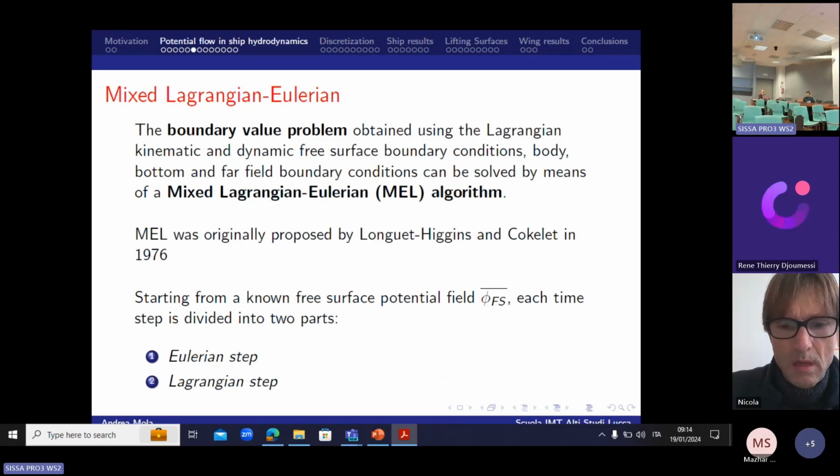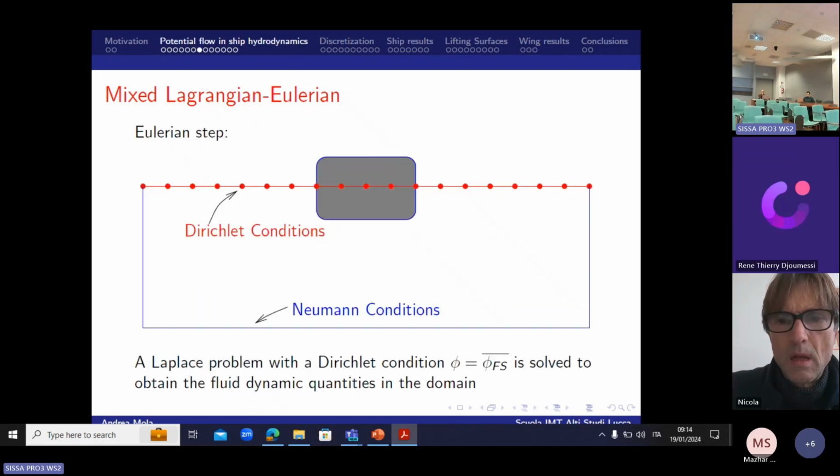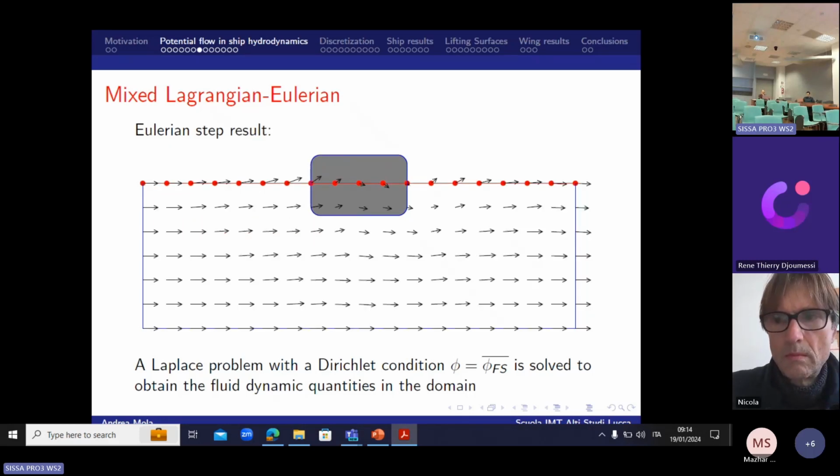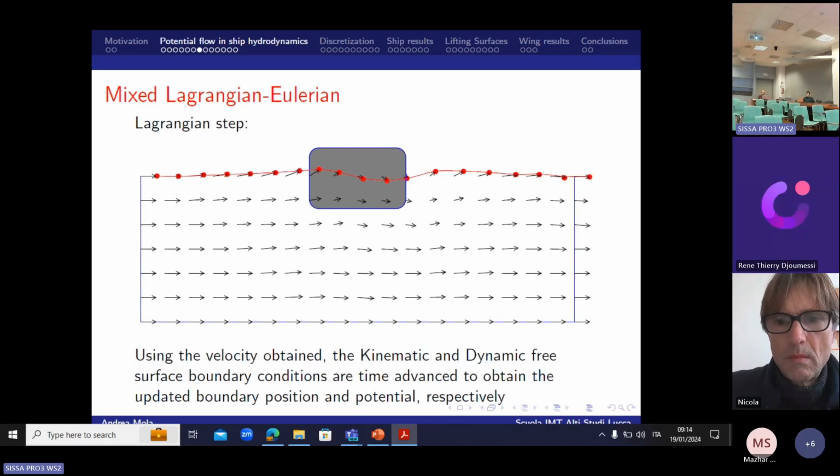So how do we solve this problem? Historically, the first ones to propose a solution of this problem were Longuet-Higgins and Cokelet in '76 with a mixed Eulerian-Lagrangian formulation. So you first take an Eulerian step, as you can see over here, with Dirichlet boundary conditions. We start from a known potential on the free surface, zero for instance at the start, and then we solve the Eulerian problem, the fluid dynamic problem, the Laplace equation. So we have a solution everywhere, and in particular on the free surface.